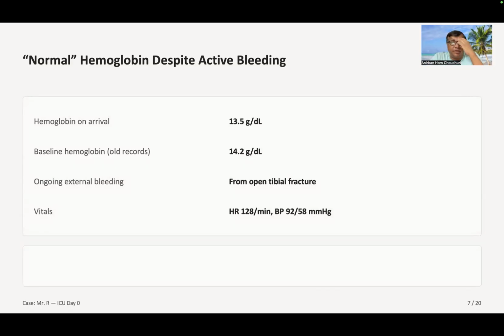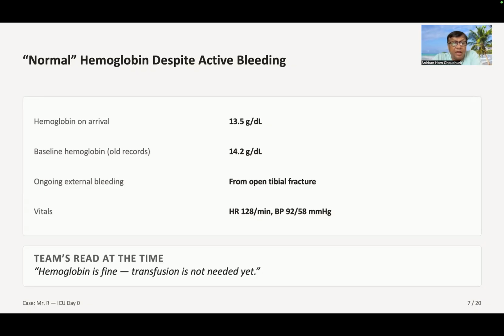The next abnormality that was detected next day was a normal hemoglobin despite active bleeding. Hemoglobin on arrival was 13.5. The baseline hemoglobin, which was reported after checking his past records, appeared to be 14.2. There was ongoing external bleeding from the open tibial fracture. The vitals revealed a blood pressure of 92/58 and a heart rate of 128, as I told. And the team's reading was that hemoglobin is fine and the transfusion is not needed yet.